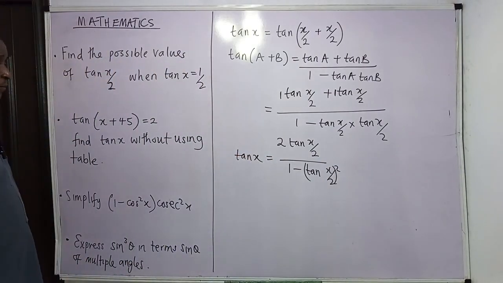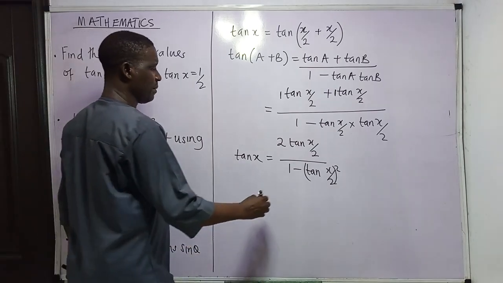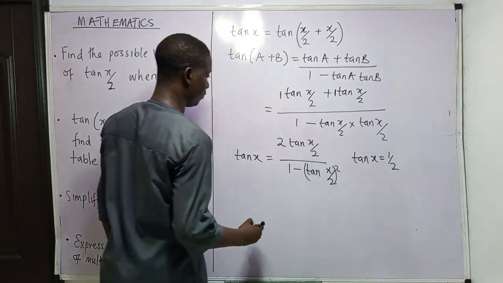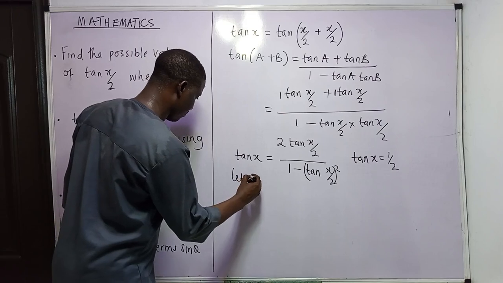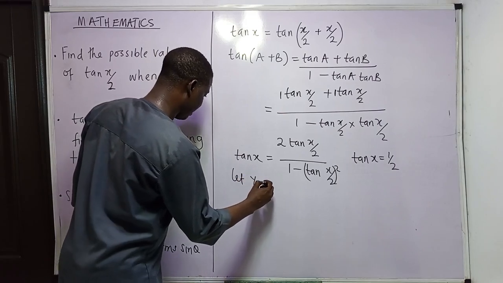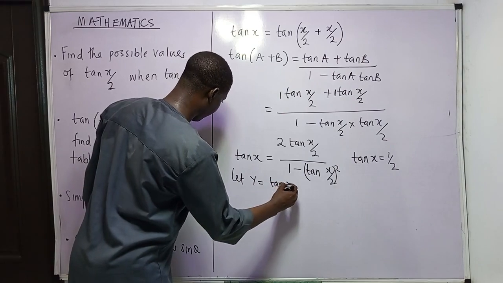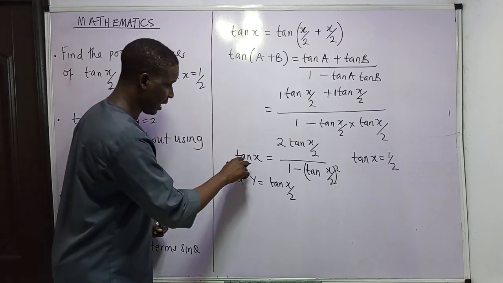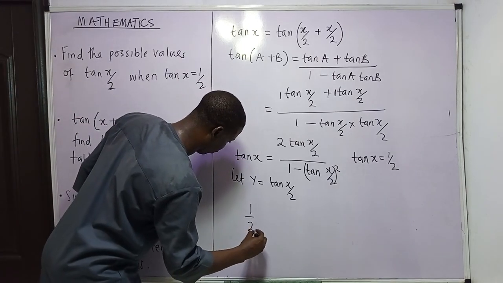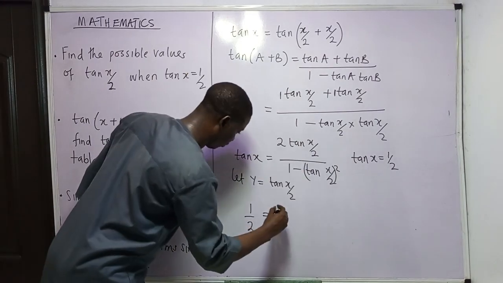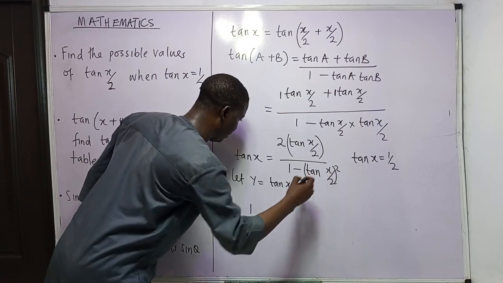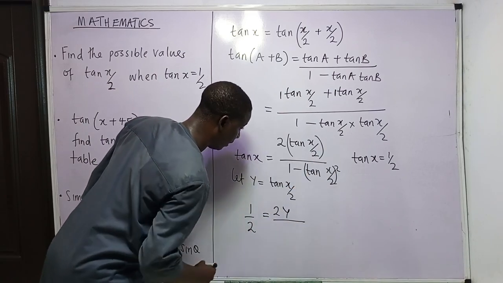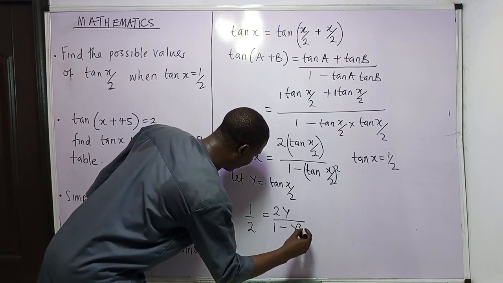Now let's take it from there. Remember that they gave us in the question that tan x equals 1 over 2. So let y be equal to tan x over 2, to reduce the ambiguity of this equation. So now it becomes 1 over 2 equals 2 times y, replacing anywhere you see tan x over 2 with y, over 1 minus y squared.